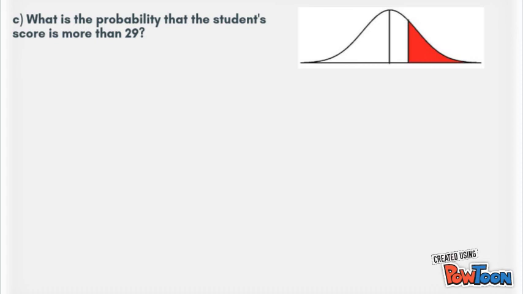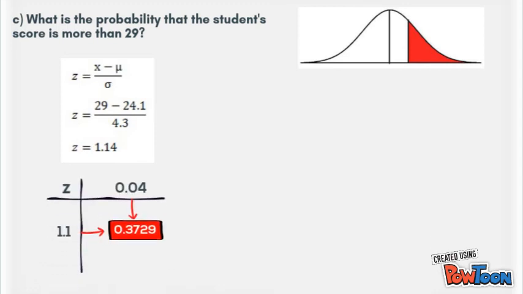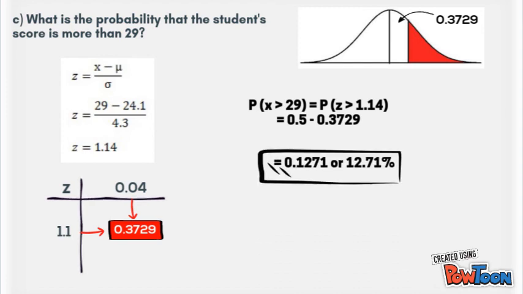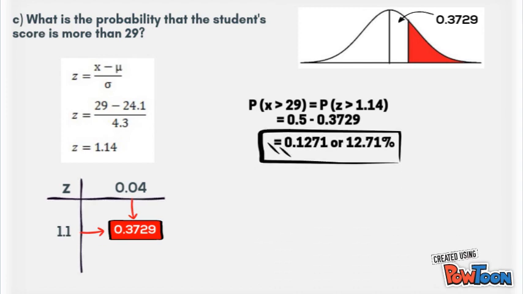Finally, for our last question, we are going to find the probability that the student's score is more than 29. Since we already know the z-score of 29 and its probability, all we have to do is subtract its probability, which is 0.3729, from 0.5. Therefore, the probability that x is more than 29, or that z is more than 1.14, is 0.1271 or 12.71%.